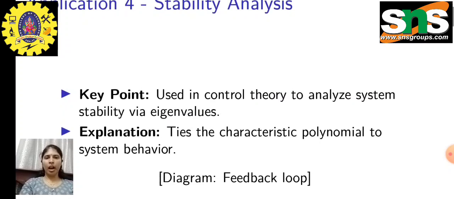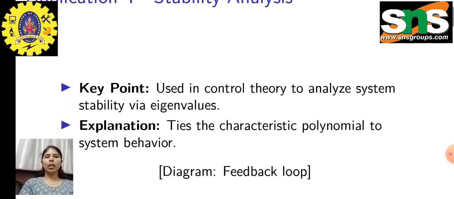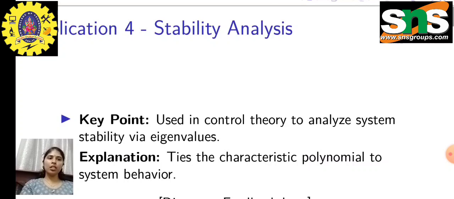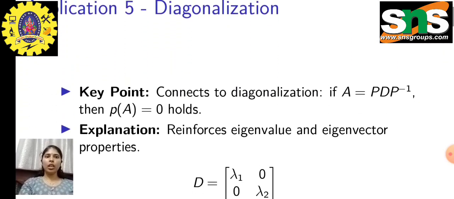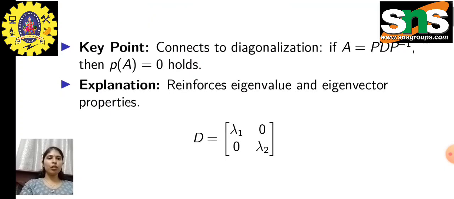Next is stability analysis. The key point is that it is used in control theory to analyze system stability via eigenvalues. This ties the characteristic polynomial to system behavior. Next is diagonalization. The key point is that it connects to diagonalization: if A is equal to P D P inverse, then P of A equal to 0 holds. For example, it reinforces eigenvalue and eigenvector properties.